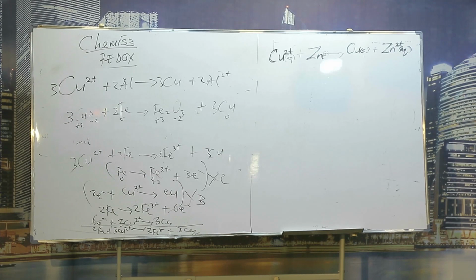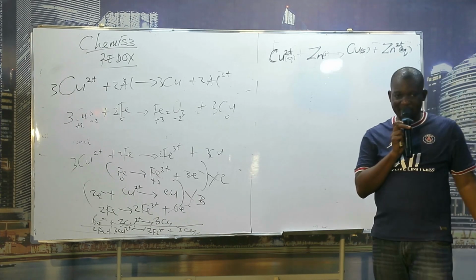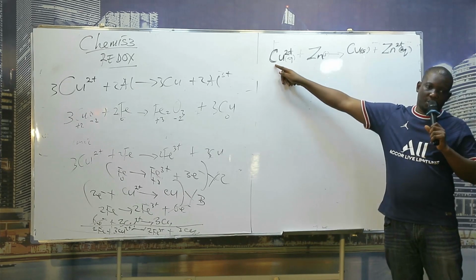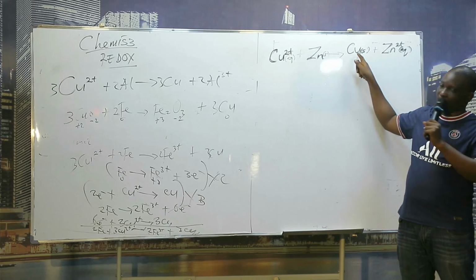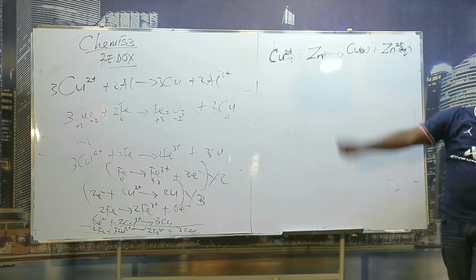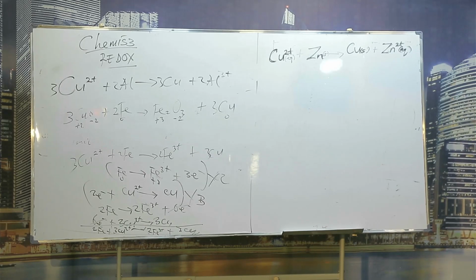And then D: zinc is being oxidized. Which one is correct? A. A is simple now. Copper 2 ion is being reduced. Zinc is what? Oxidized. That's the correct description for the reaction.